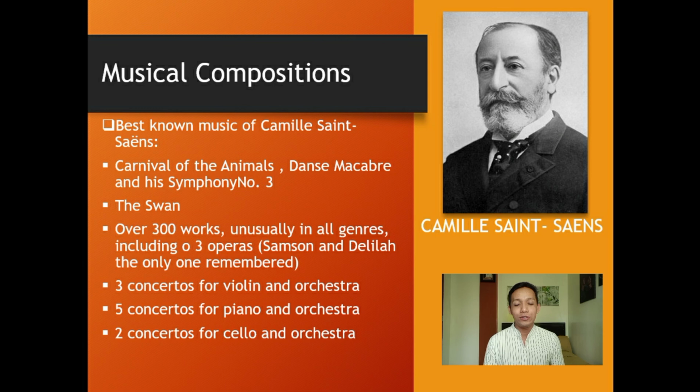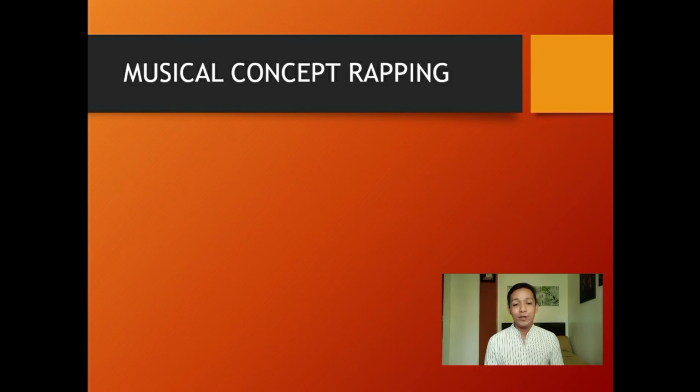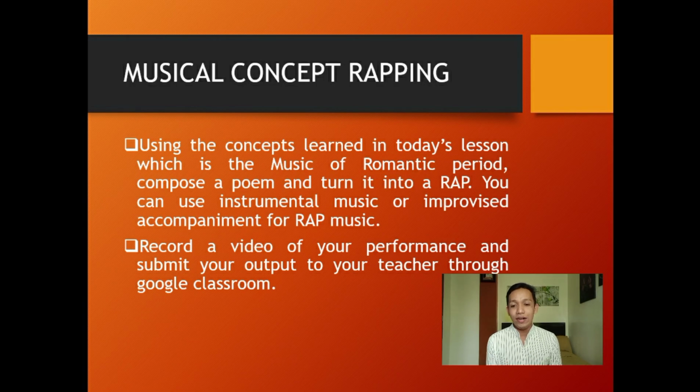I hope, grade 9 students, that you have learned a lot from this discussion. And now let's proceed to your performance task. Your performance task is entitled Musical Concept Wrapping. The instructions are: using the concepts learned in today's lesson, for example, a particular composer's life story during the Romantic period, compose a poem and turn it into a rap. You can use instrumental music or improvised accompaniment for rap music. You're going to record a video of your performance and submit your output to your teacher through Google Classroom.